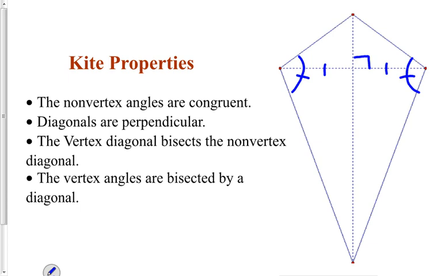And then finally, the vertex angles are bisected by a diagonal. Well, the vertex angles, remember, are this angle and this angle. And so we now know that the vertex diagonal bisects those angles. So we have this angle congruent to this angle, and we have this angle congruent to this angle. Now, as you take notes at home, I encourage you to not just write down the properties, but also draw and label a diagram like I've done.